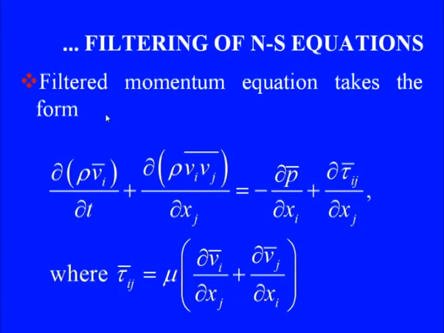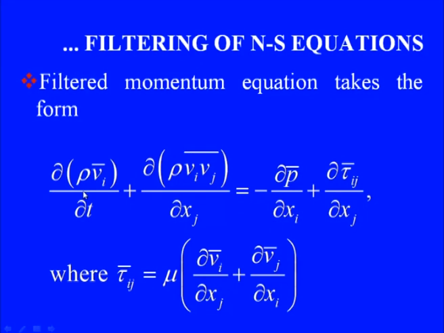So, we can substitute each variable term in our momentum equation by its filtered counterpart, and that would give us the filtered momentum equation, for instance. And the second term is the convective term, the third term is the pressure gradient, and the last one is our stress term.